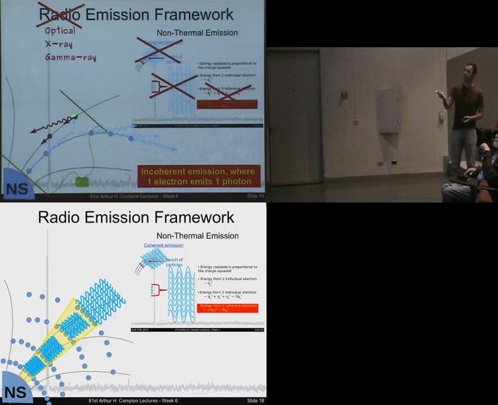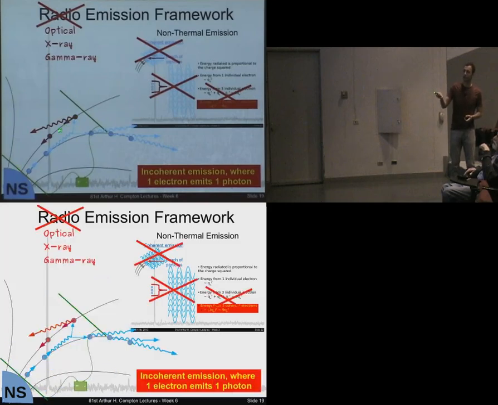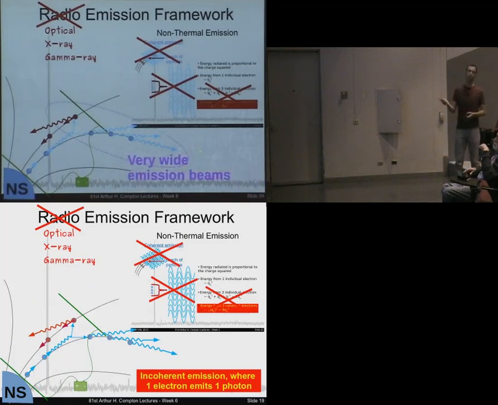And there is a situation where even the downward going portion of the current can also radiate photons that can be seen out here. And so you end up with very wide emission beams in the incoherent case and narrow cones of emission in the coherent case.